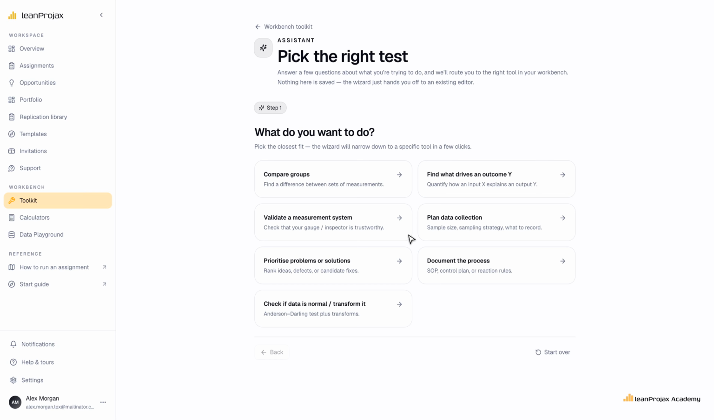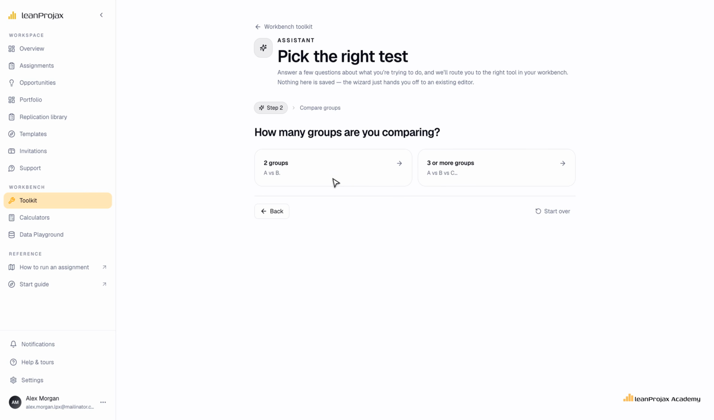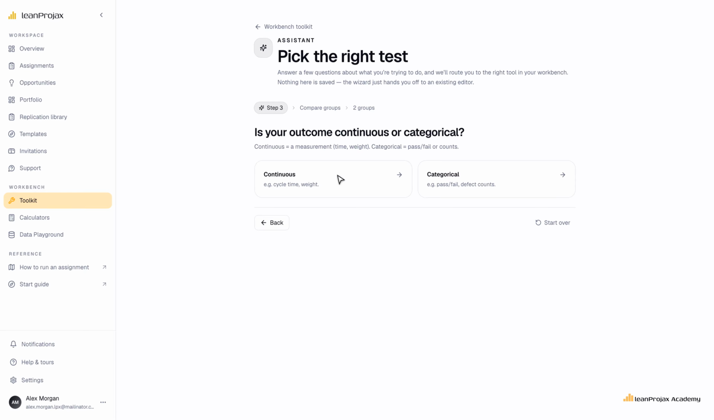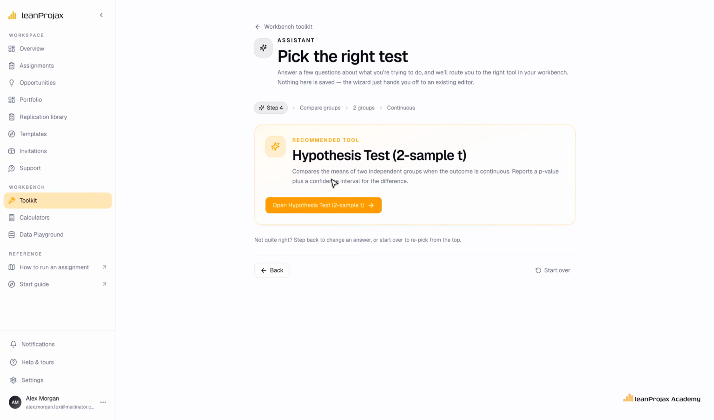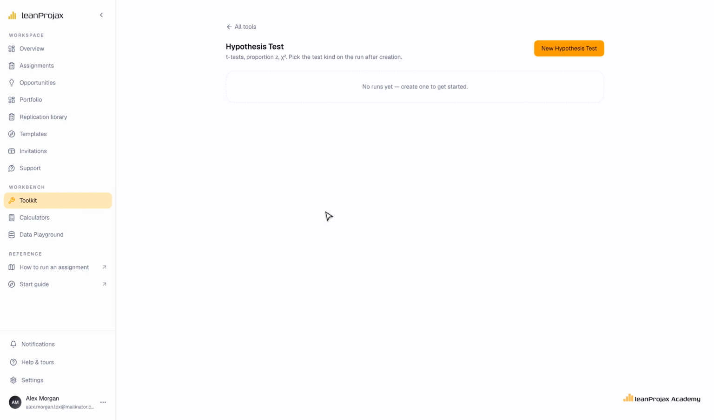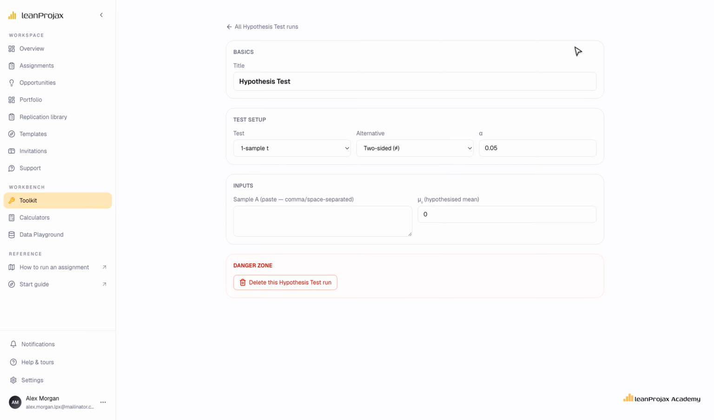Here's the wizard again, in the workbench sandbox. Same three answers as last time. We want to compare groups. We have two groups. And what we're measuring is continuous. Hours, not pass or fail. The wizard lands on the same recommendation, a two-sample t-test, and hands us a button straight into the tool.